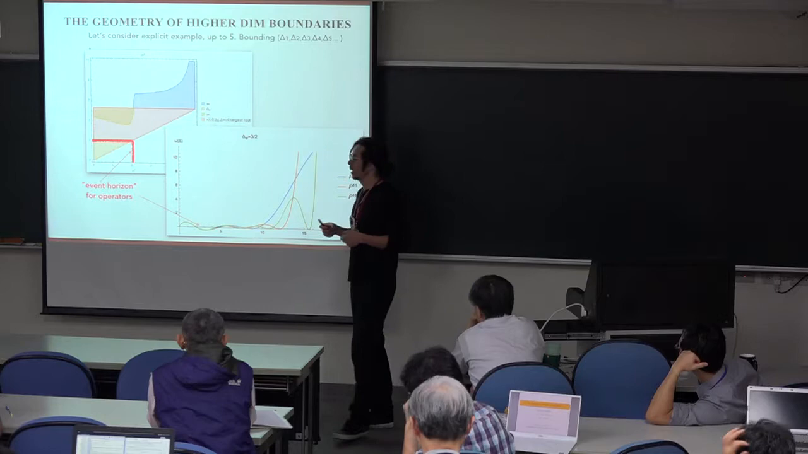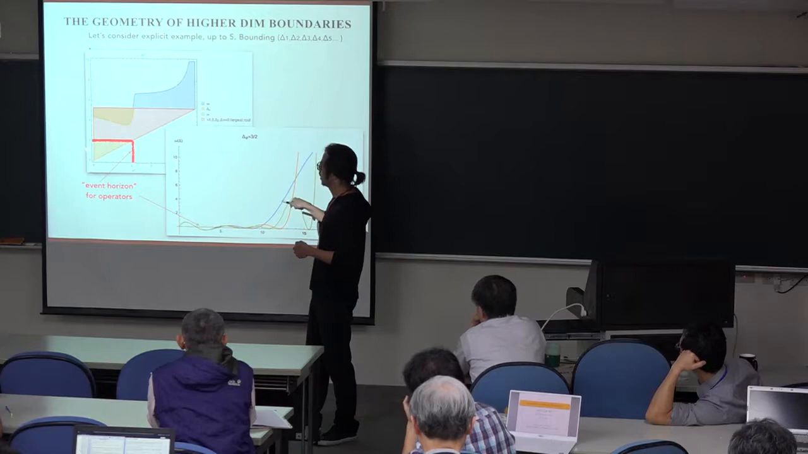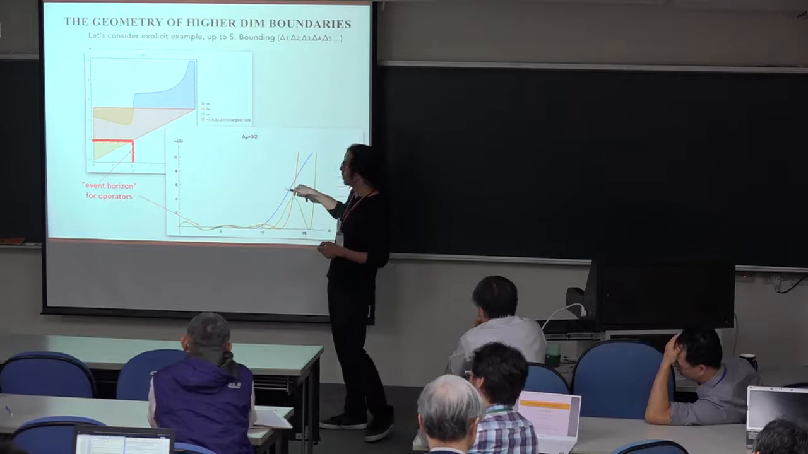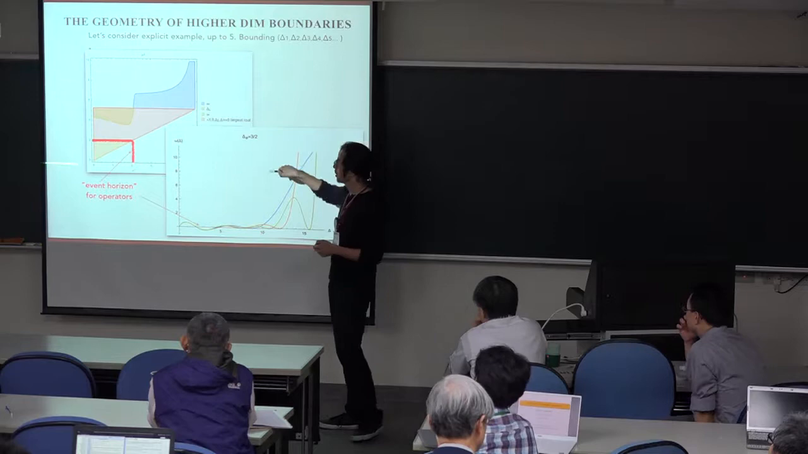So that tells you that in this picture, there's actually a region here, which is this region. Away from this region, delta 1 and delta 2 are forming the simplex to bound the origin. But when delta 2 falls into this region, then it's no longer participating in this bounding procedure. Now it's delta 3, delta 4 that is bounding. And if delta 3, delta 4 also falls into this region, then it's delta 5, delta 6 that is bounding. And so this region is like an event horizon for operators.